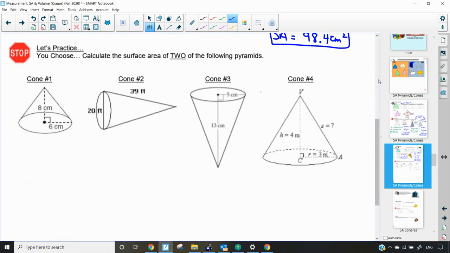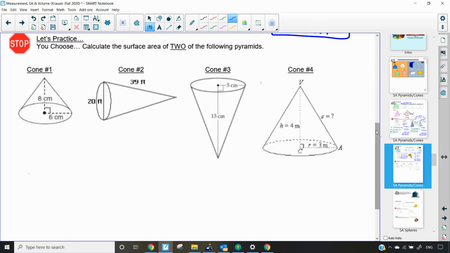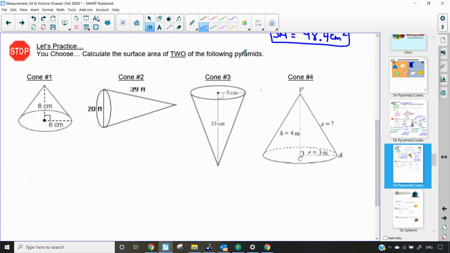All right, so I'm going to get you to take an opportunity to try these practice questions. You're being asked to calculate the surface area of any of these two, and this should say cones, not pyramids. But I want you to pick at least two, pause the video, try them on your own, and then come back and check your answers.